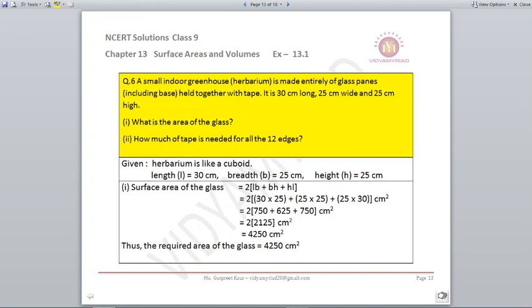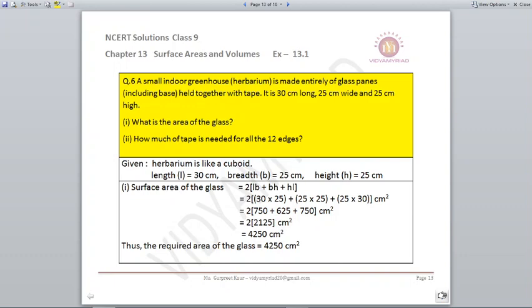That is why we have used the formula of TSA over here, which is 2 into (LB plus BH plus HL). Put the value of length, breadth and height as 30, 25 and 25. You got the answer as 4250 centimeters square.